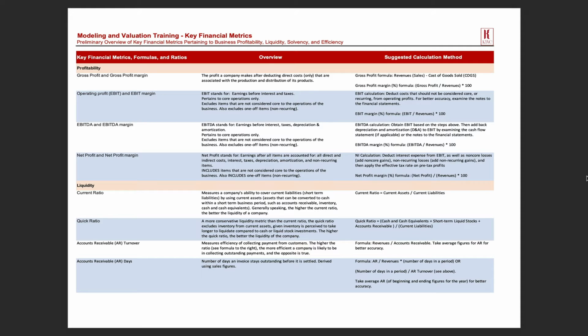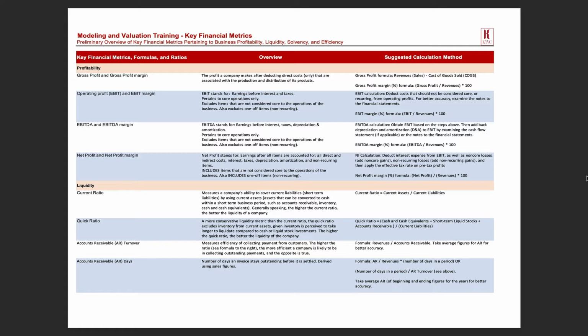The next two items are EBITDA and EBITDA margin. EBITDA stands for earnings before interest, taxes, depreciation, and amortization. It also pertains to core operations only, which means that it excludes items that are not considered core to the operations of the business. It also excludes items that are considered one-off or non-recurring.